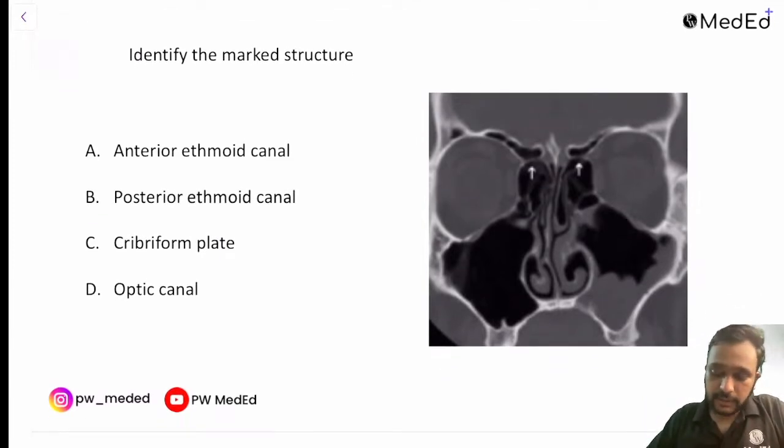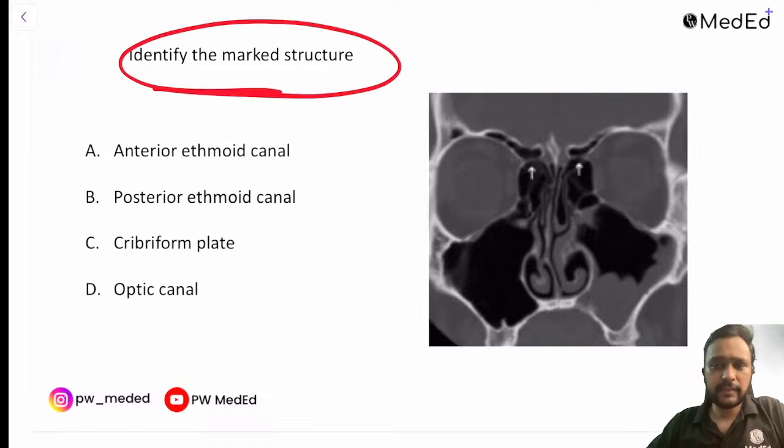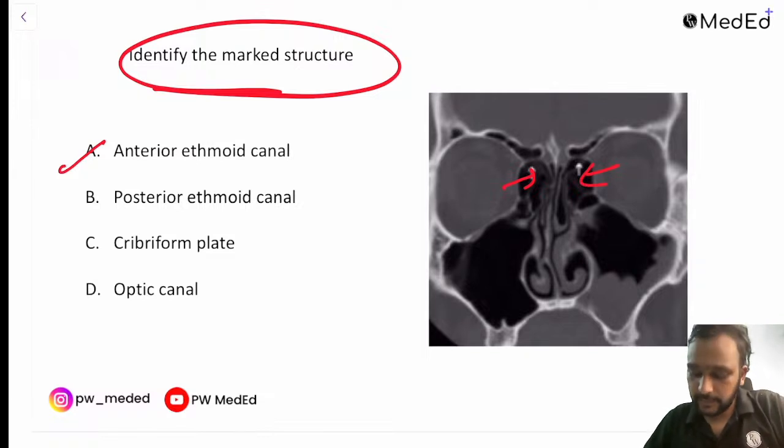Now a lot of questions are being asked on the PNS anatomy. Okay, identify the structure marked here. What is this structure that is marked here? This is your anterior ethmoidal air cell, right?